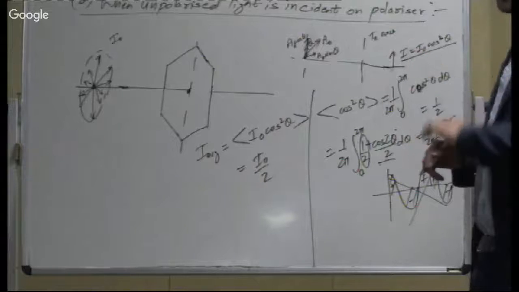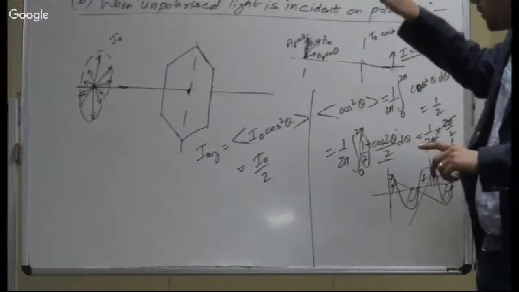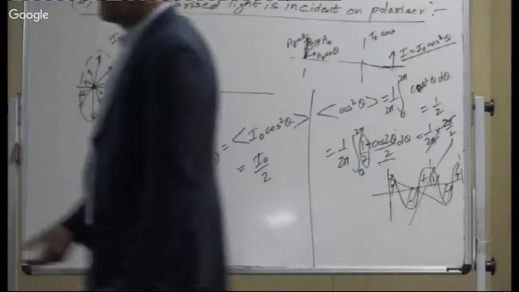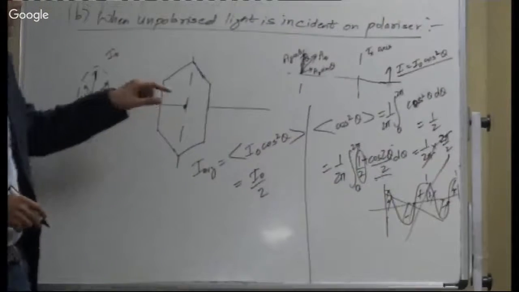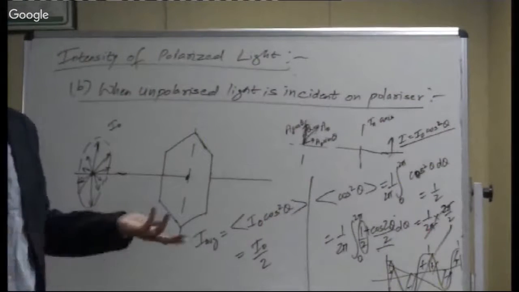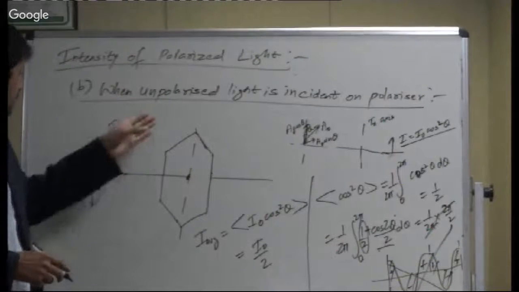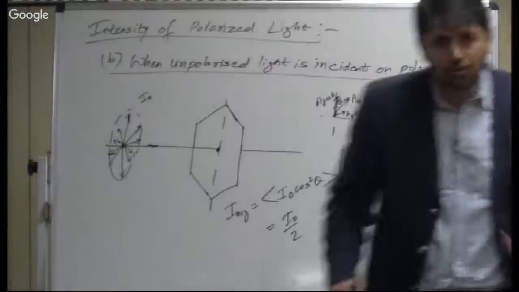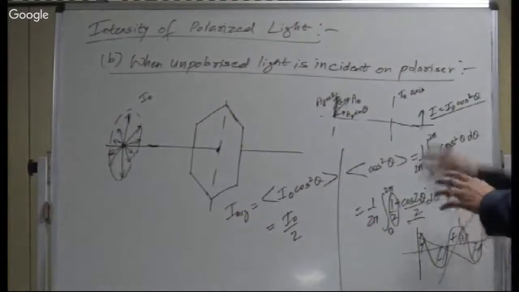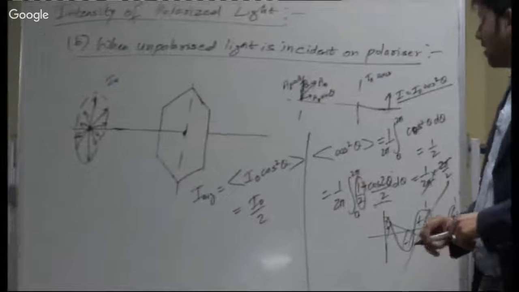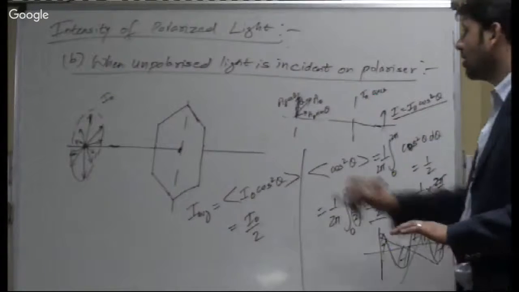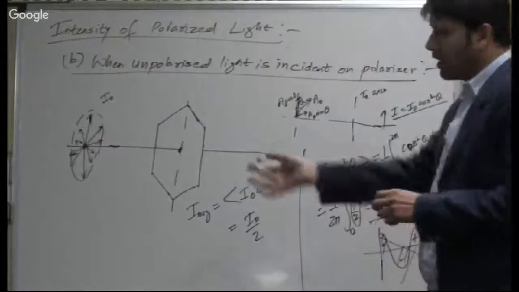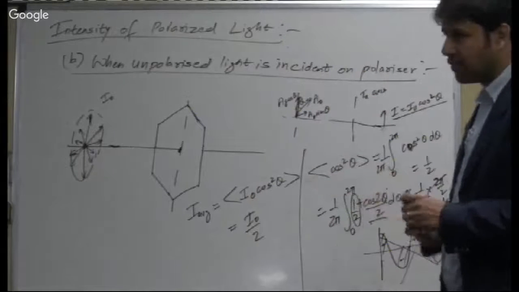If the initial intensity was I naught, half the intensity would be parallel to the transmission axis and half would be perpendicular to the transmission axis, right? And the intensity which is perpendicular to the transmission axis is eliminated, absorbed. So only the part parallel to the transmission axis is transmitted. So theoretically it can be proved, and we have done it mathematically as well. This is the final intensity after the unpolarized light is transmitted through a polarizer.